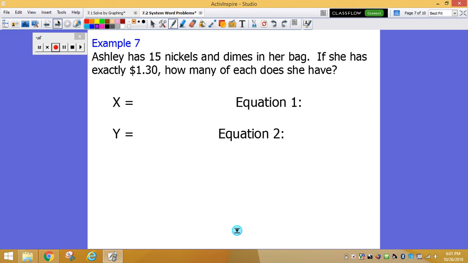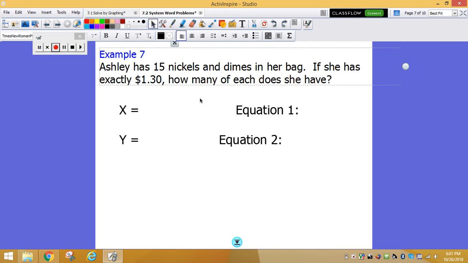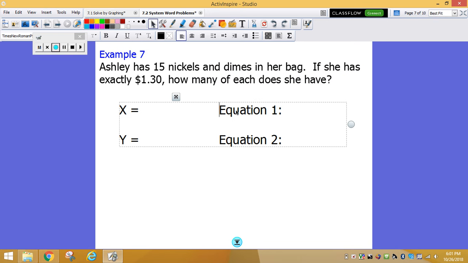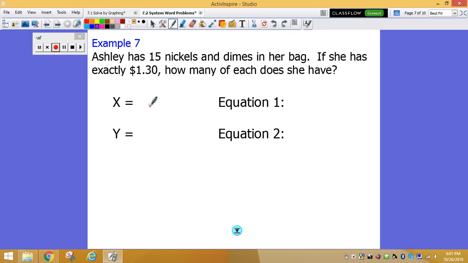And then you will have some problems with coins, okay? So Ashley has 15 nickels and dimes in her bag. That's total. If she has a bag and there's 15 coins in there, okay? If she has exactly $1.30, how many of each does she have? So how many of each does she have? So I'm talking about nickels. And I'm talking about dimes.